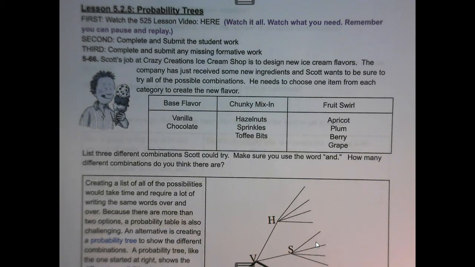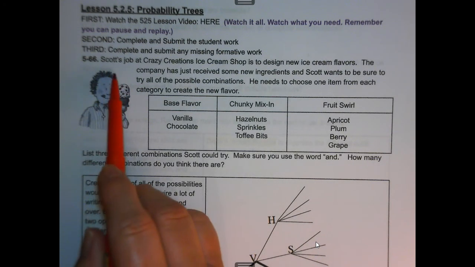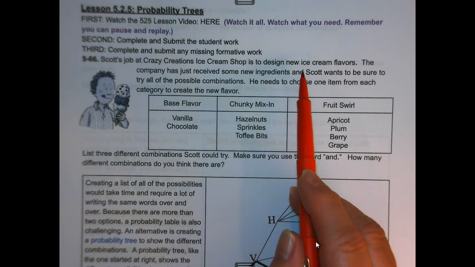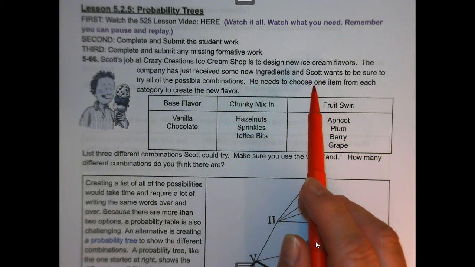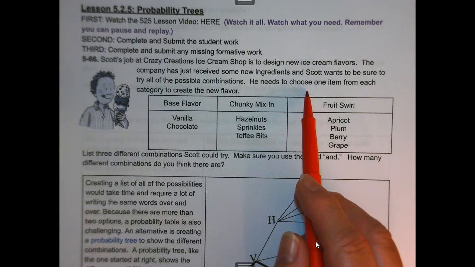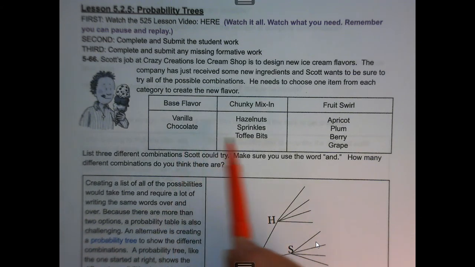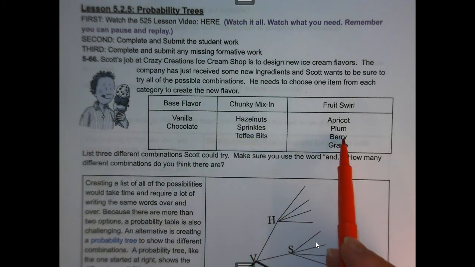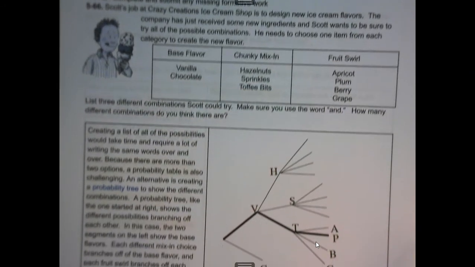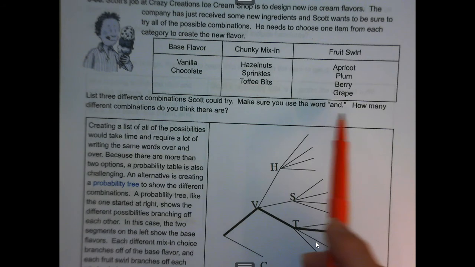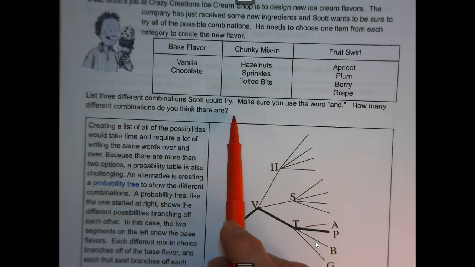So let's finish strong. We have a person named Scott, and he has a job at a place called Crazy Creations Ice Cream Shop, and he gets to design new ice cream flavors. The company has just received some new ingredients, and Scott wants to be sure to try all of the possible combinations. He needs to choose one from each category to create the new flavor. We have a base flavor to choose from, chunky mix-ins, and fruit swirls. Yum, yum. List 3 different combinations Scott could try. Make sure you use the word and. How many different combinations do you think there are?